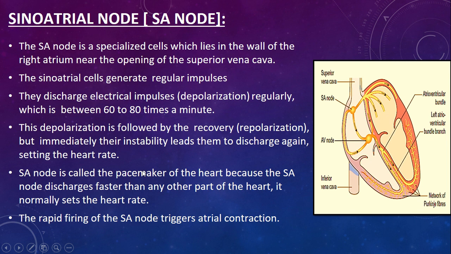So the SA node is called the pacemaker. It can be asked for 1 mark or 2 marks, it is a very important node. The SA node is called the pacemaker of the heart because it discharges faster than any other part of the heart and normally sets the heart rate. The rapid firing of the SA node triggers the atrial contraction, which helps in the contraction of the atrium.